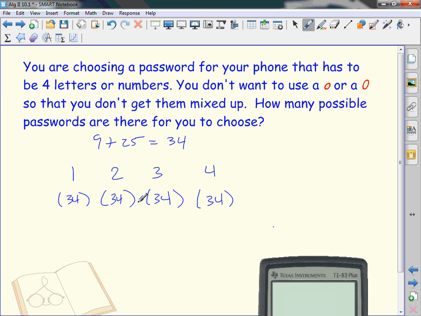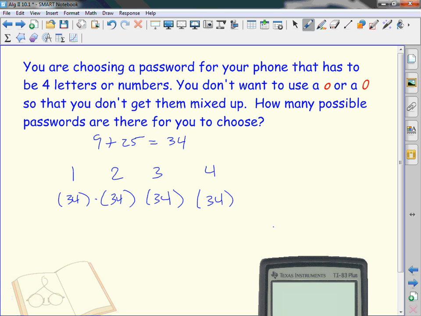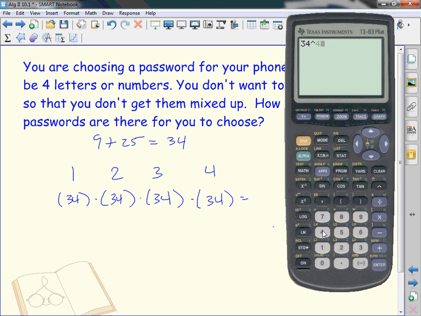What do I have to do with these numbers? If I have an event that occurs in m ways and another event n ways, I just multiply them. So what do I do here? Times them all. So it's 34 times 34 times 34 times 34. The faster way to do this is 34 to the fourth power. There are 1,336,336 different passwords you could have picked.